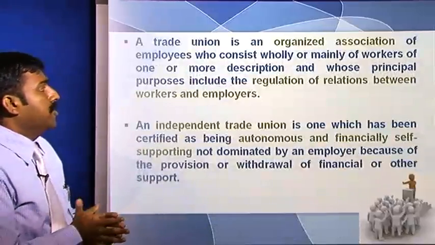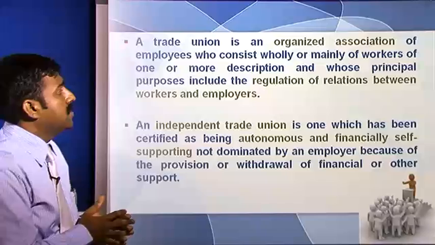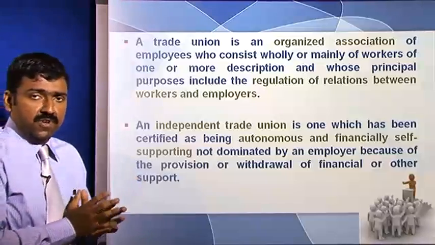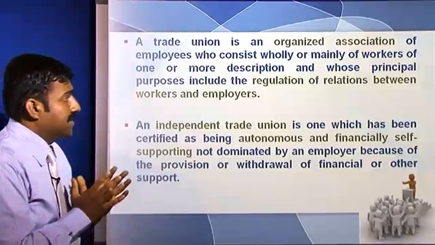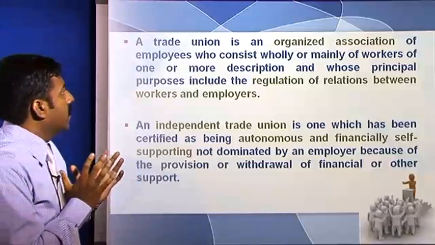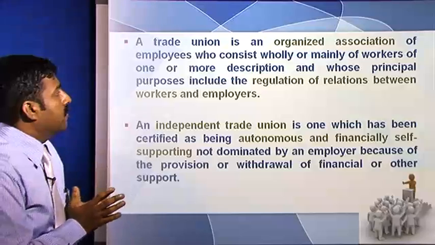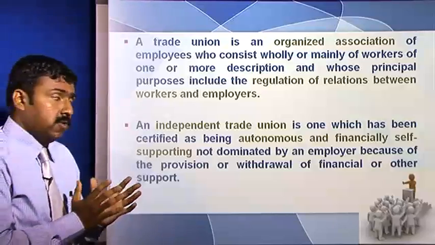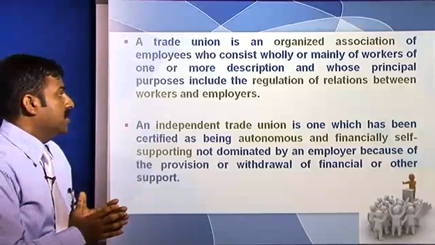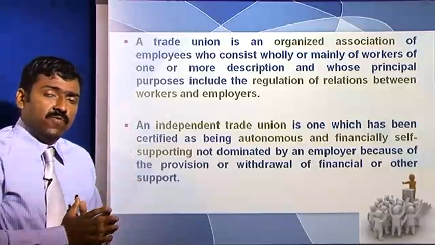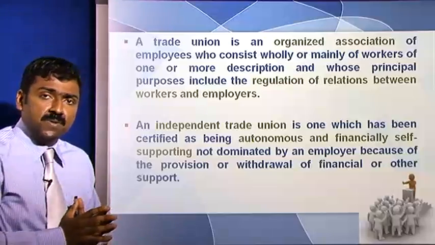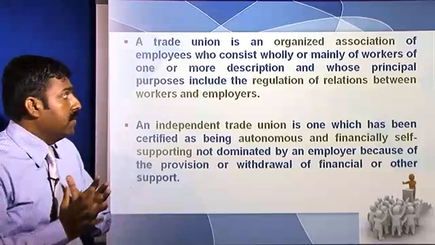Now, what is a trade union all about? Let's take a look at a definition. It is an organized association. It is defined by the law. It is a legal entity of employees who consist wholly or mainly of workers of one or more description, and whose principal purpose includes the regulation of relations between workers and employers. So the principal aim of a trade union is to regulate the relationship between workers and the employers.